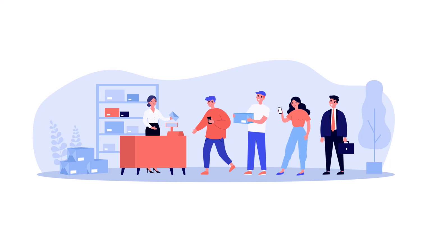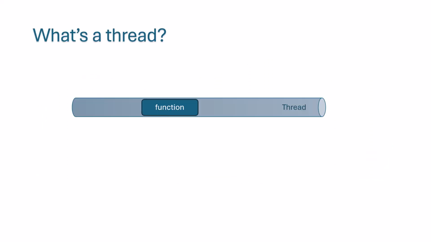Same with a thread. It picks a task, it does it, it finishes, and only then it moves to the next. Now, in code, a thread runs functions. Each function is a task, and just like our clerk, a thread can only run one function at a time. Once a function starts, it always runs to the end. You can't pause it or interrupt it midway. Only when the function finishes does the thread become available again.